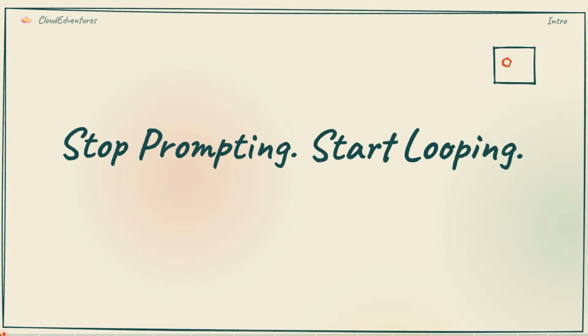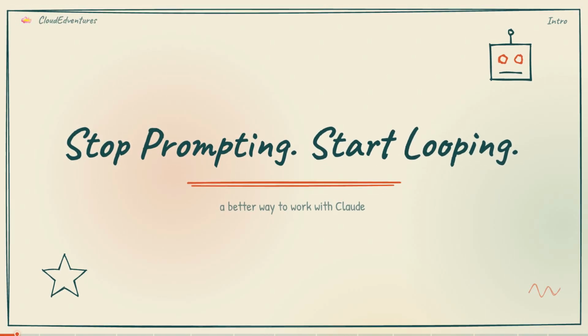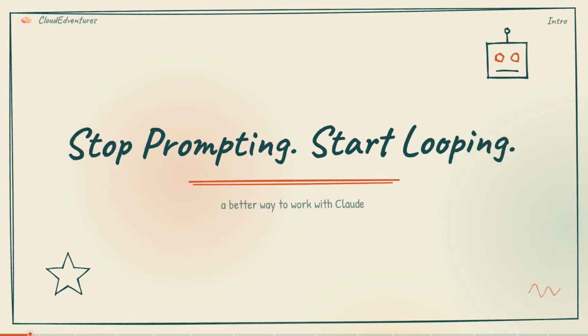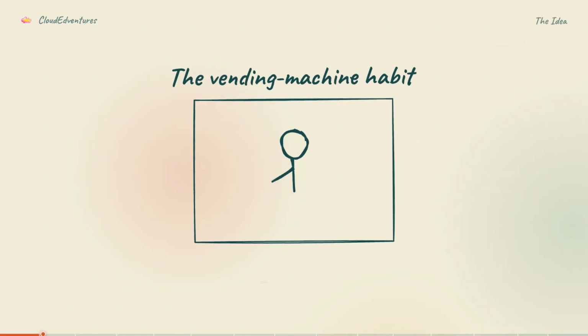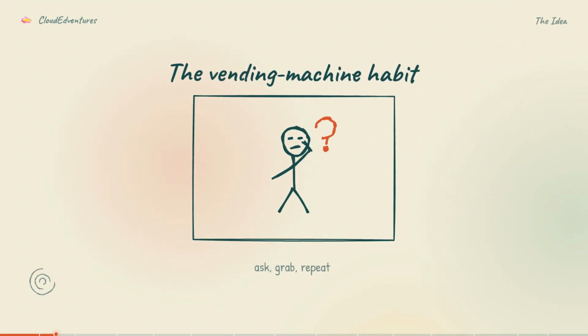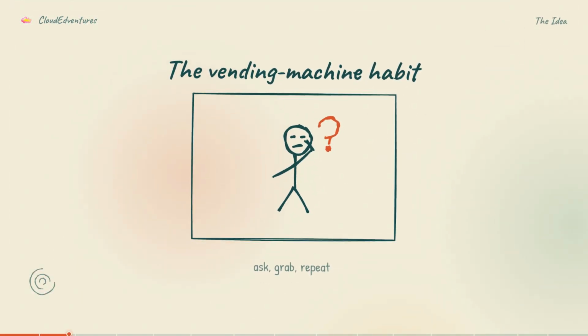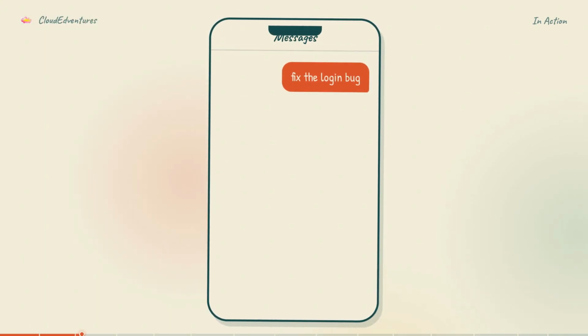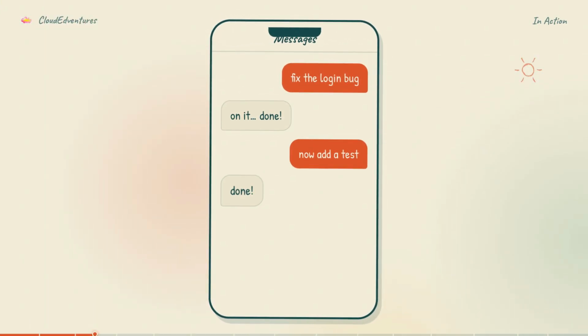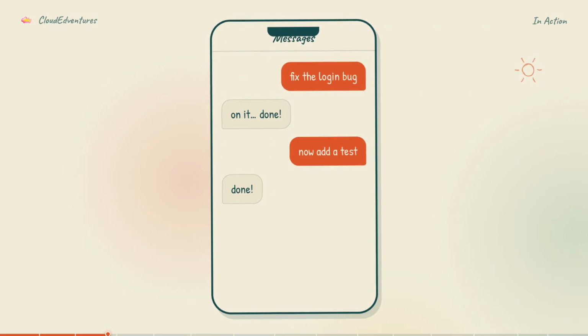Here's a small shift that changes everything. Stop poking the robot one prompt at a time. Start building a loop. Most of us treat Claude like a vending machine. We ask one question, grab one answer, then ask again. So you babysit every step. Type an order, wait, type the next one. It works. But wow, it's tiring.